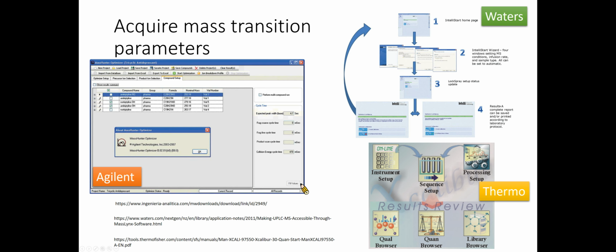Lastly, we can also optimize the mass parameters, or specifically the SRM, MRM transition parameters, including the precursor-product ion pair and their optimal collision energy. Usually, vendors will provide commercial software that can get the optimal mass parameters for the analytes. Essentially, this software automates the workflow we introduced in the previous slides and reports the optimal parameters with the greatest peak intensity.